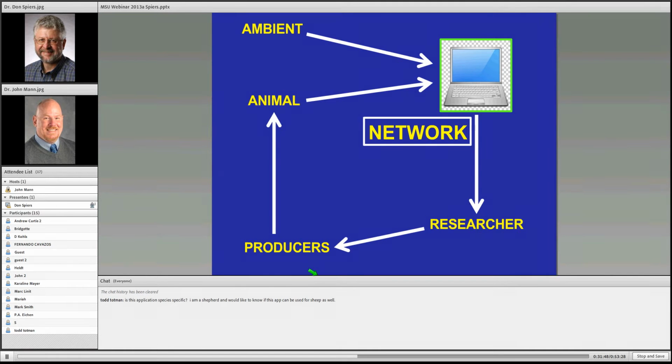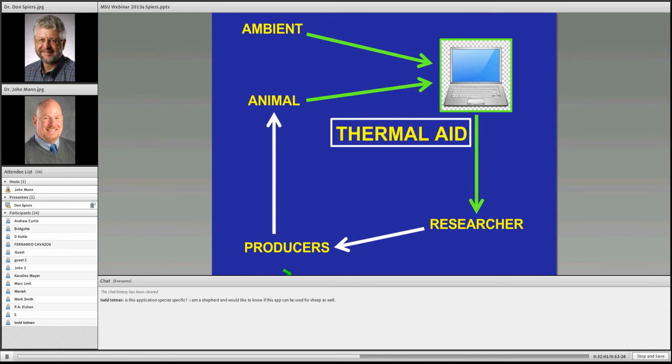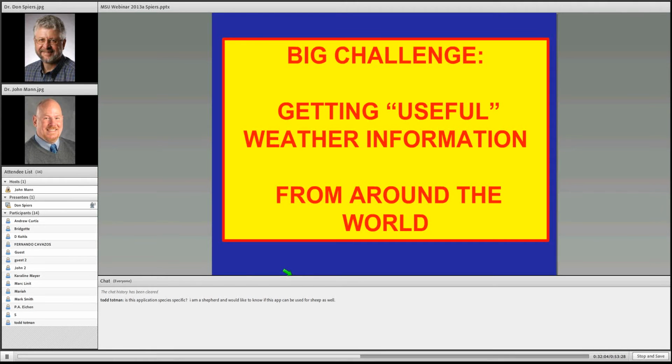And again, I should say that the data that the producer is collecting, with their permission, we will access that, but we'll only do that with their permission. Well, then we can take that information and communicate with the producers to improve this whole scenario in the future, and using Thermal Aid to do that.